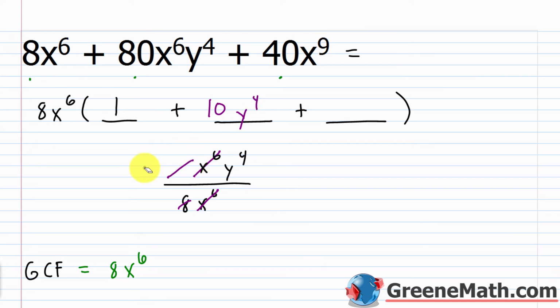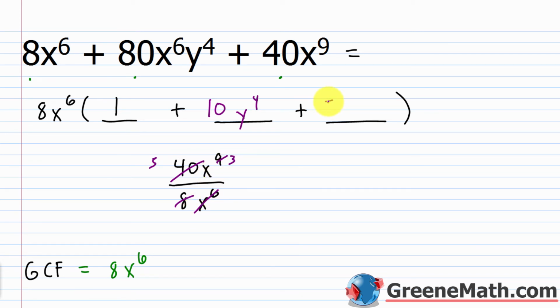Okay, all right, let's do one more here. We have 40x to the 9th power. We're going to divide that by, again, the GCF of 8x to the 6th power. We know that 40 divided by 8 is 5. x to the 9th power over x to the 6th power is x cubed. So this would be 5x cubed.